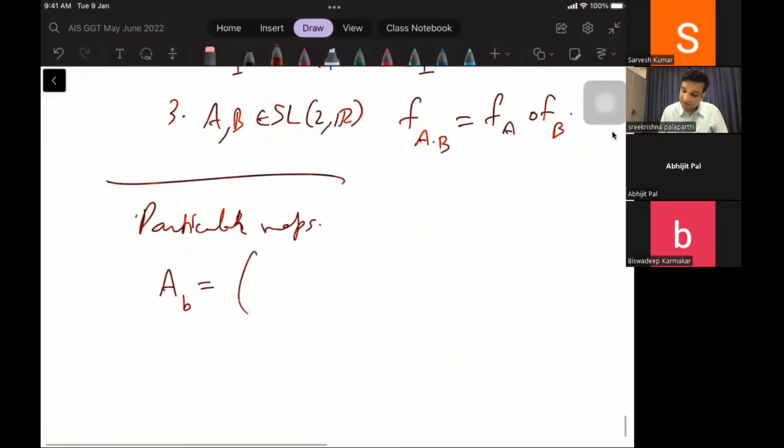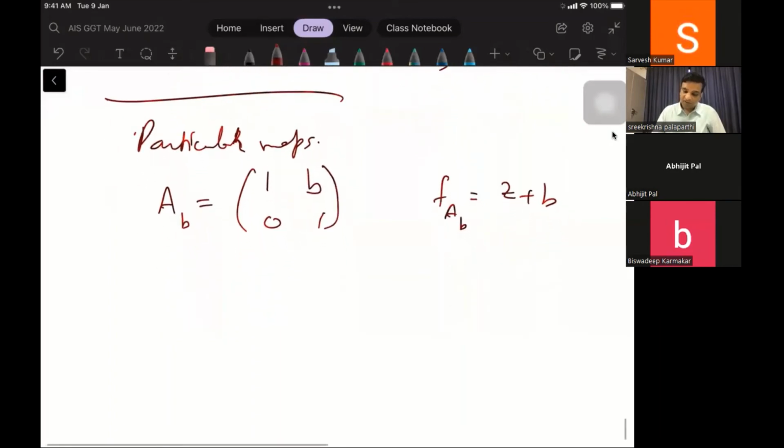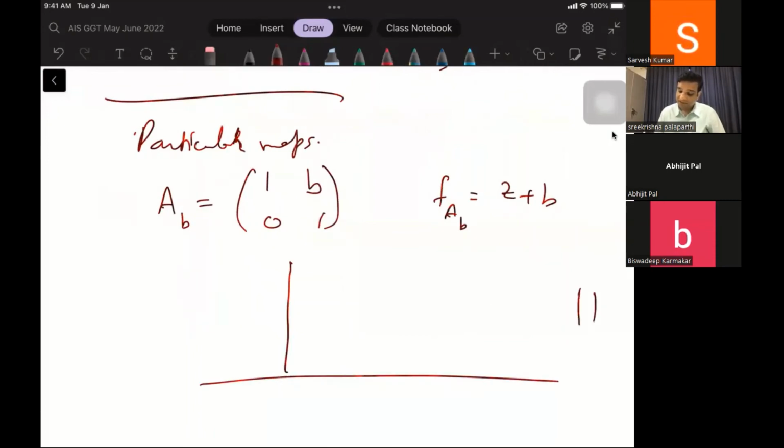This is the matrix 1, B, 0, 1. This corresponds to the F_AB. What will this be? This will be Z goes to Z plus B. So what this map does is that if you take the hyperbolic plane, so this is H, then it takes a point and transports it by B.